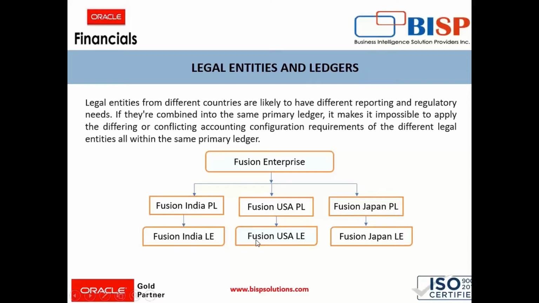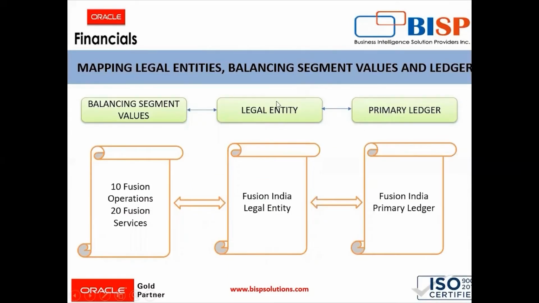So what we do is map the legal entity with the primary ledger, and we map the balancing segment values, which we have specified in our chart of accounts, to the legal entity to which they are linked. First, we link the primary ledger with the legal entity. Then we assign balancing segment values to the legal entities. Balancing segment values are the values which we specified in the chart of accounts structure at the time of assigning values to the company segment. At this level, our journal entries are balanced. These balancing segments are associated with a specific legal entity, therefore we have to map them.